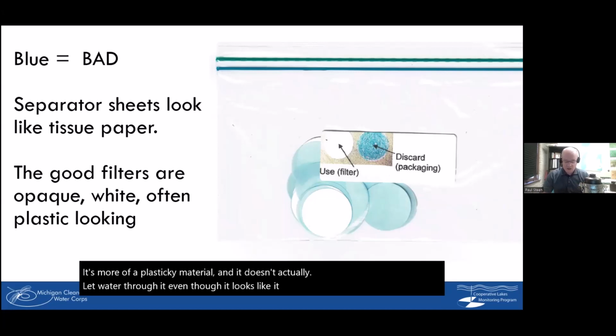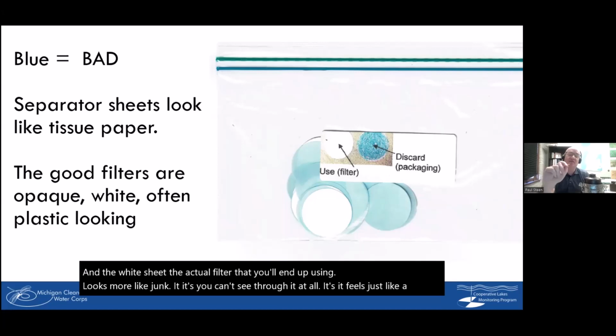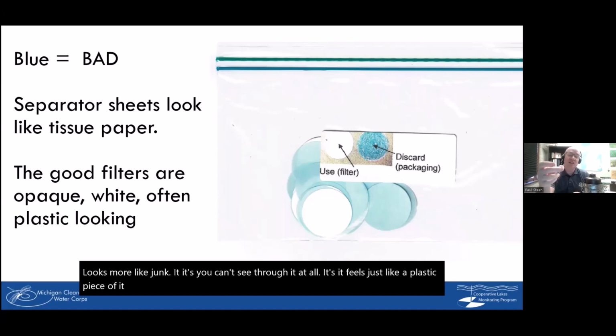And the white sheet, the actual filter that you'll end up using, looks more like junk. You can't see through it at all. It feels just like a plastic piece, it doesn't look like a filter that you're used to. So that's why a lot of people get these things confused with each other.